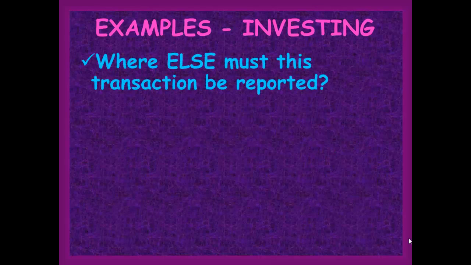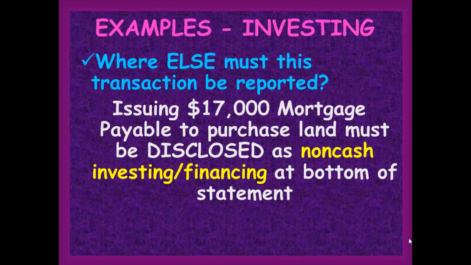In addition, this wasn't just a $3,000 transaction, was it? There's another $17,000 part of that. So the other part of this says that I bought $17,000 land by issuing a mortgage. Did that impact cash? No. Is it an investing activity? Well, yes, I bought land. Is it a financing activity? Well, yes, I issued a mortgage payable. This is one of those generally infrequent, non-cash investing and financing activities that we would disclose at the bottom of the statement of cash flows.